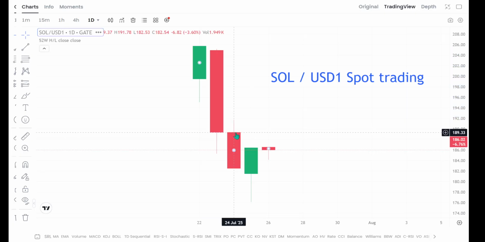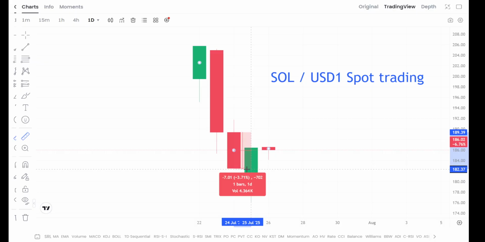On the next day, the market was also bearish. The market price of Solana was open at 189.39 USD1. The market price went down and was closed at 182.5 USD1.